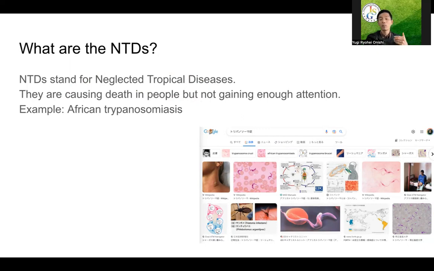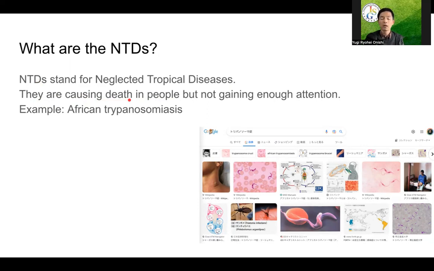NTDs need more attention from people because they're causing death. Because NTDs are diseases. So disease, for example, influenza, cold, COVID-19, they are all diseases, right? And NTDs are also diseases, but they are neglected. We need more attention to neglected tropical diseases. Okay, so these NTDs kill people.